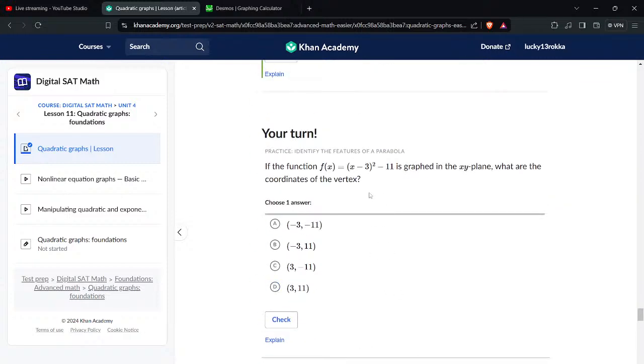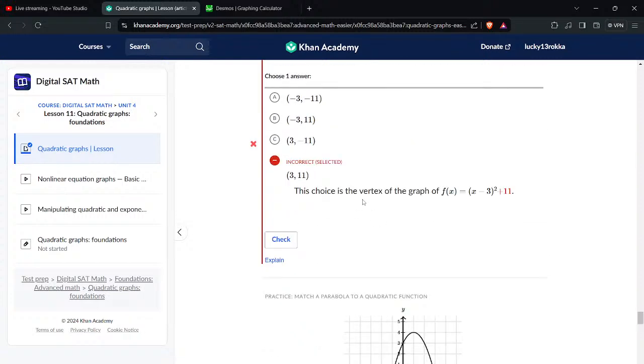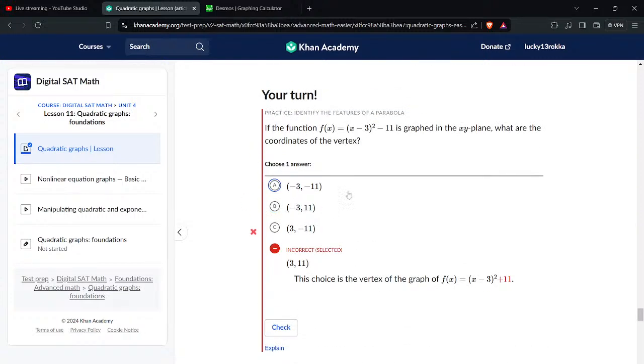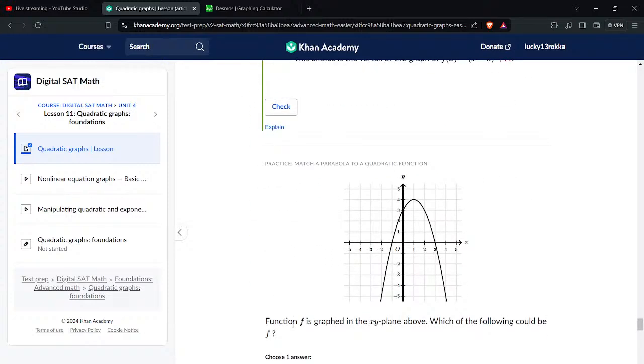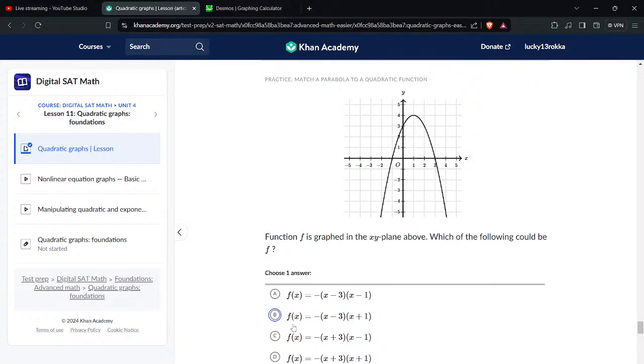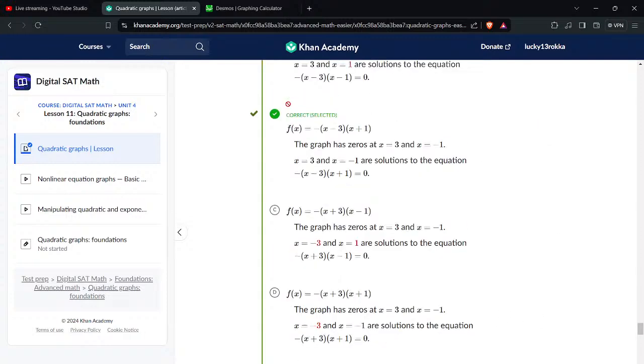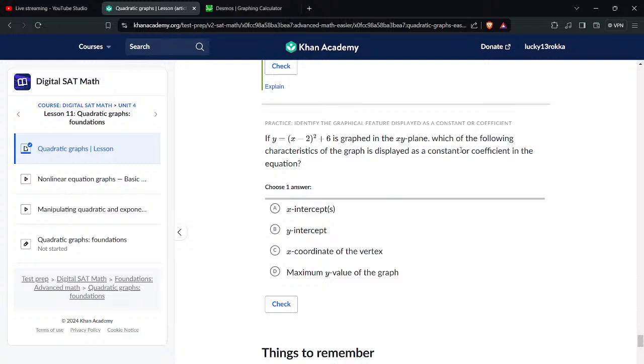So what are the coordinates of the vertex, is it 3, comma 11? Wait, (x minus h) whole square plus k. Oh my god. So the following could be f. The vertex is 1. Wait, it's x minus 3, and then we have x minus 1, right? We have x minus 3 and x minus 1. So x minus 3, and then we have x plus 1. Yes.